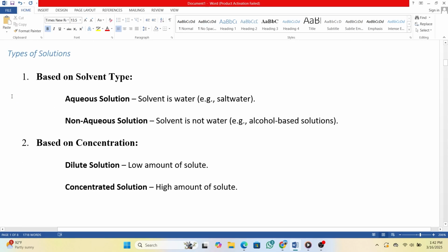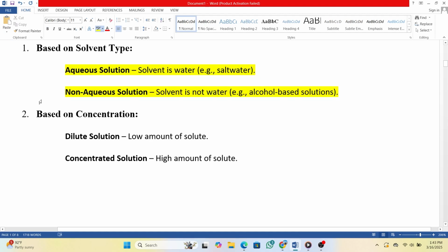Types of solutions. 1. Based on solvent type. Aqueous solution, solvent is water, example salt water. Non-aqueous solution, solvent is not water, example alcohol-based solutions. 2. Based on concentration. Dilute solution, low amount of solute.